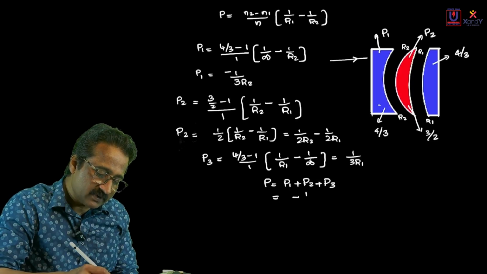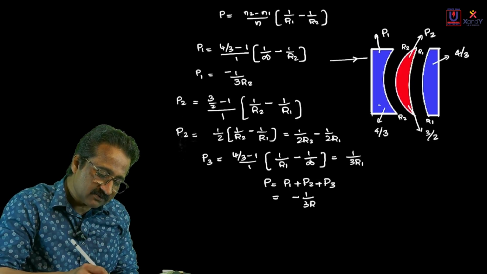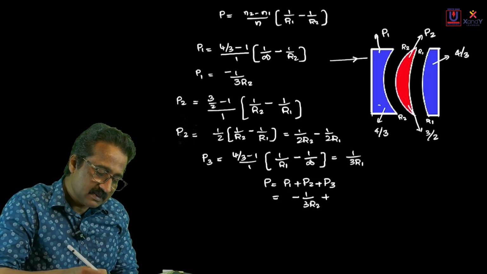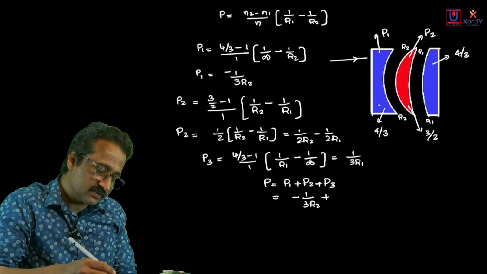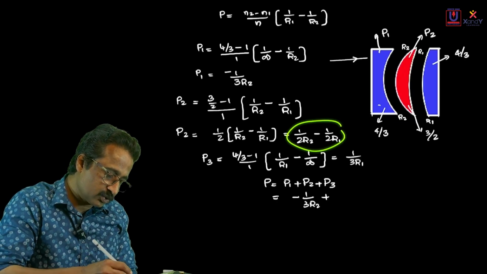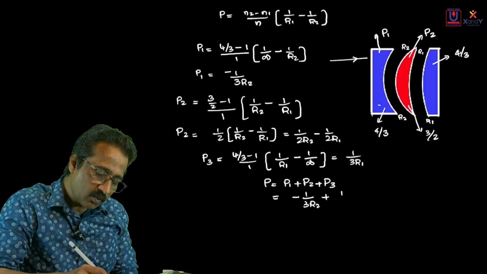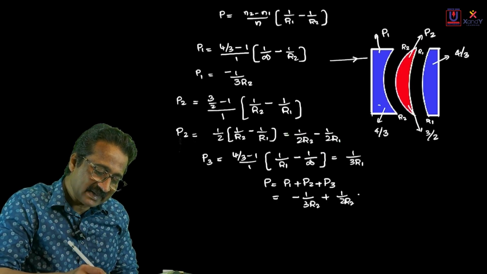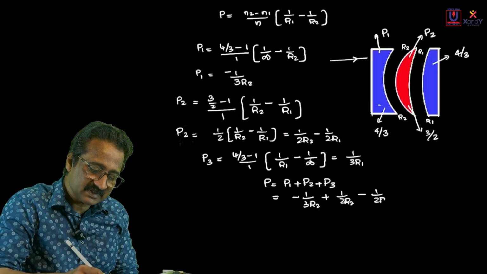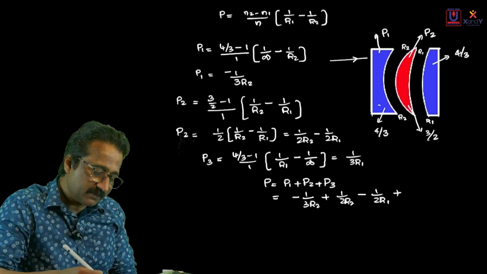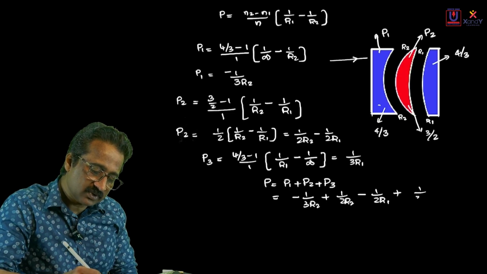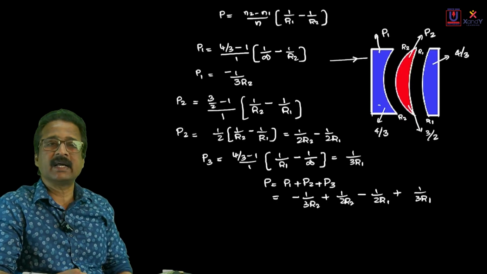It is minus 1 by 3 R2, that's the first power, P1. Plus P2. What is that? P2 is given to be this: 1 by 2 R2 minus 1 by 2 R1. That's the power of the second lens. Now the final power, P3, which is 1 by 3 R1. So these are the powers to be added.